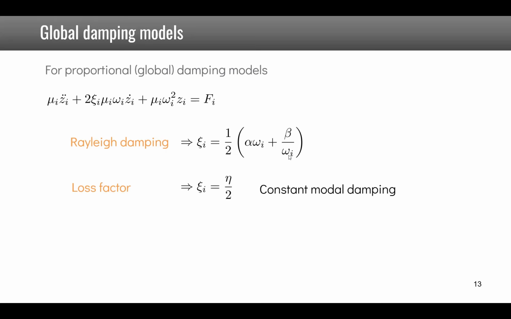If you use a simple loss factor, you can show that it corresponds to taking a modal damping of eta over 2, where eta is the loss factor, and it will lead to a constant modal damping, so constant in frequency. Or you could just choose some kind of empirical model where xi_i is taken from previous experiments. For each mode you can have a different value.